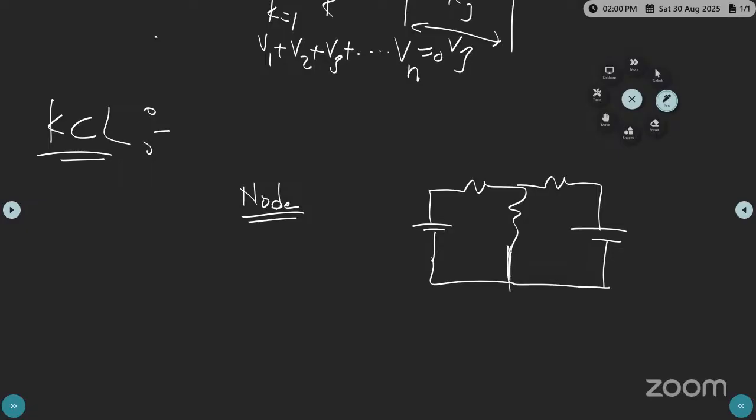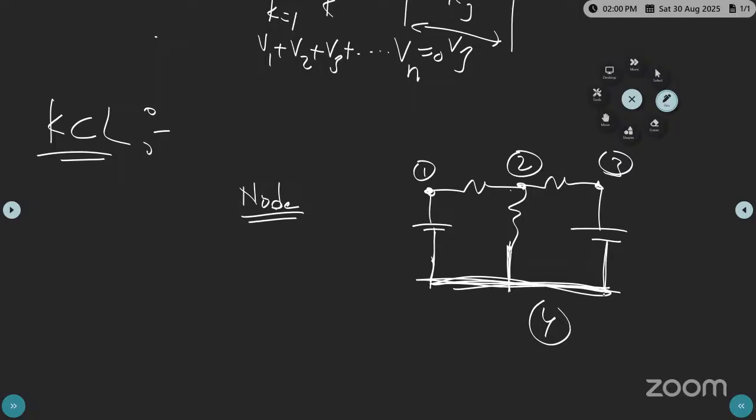Okay, so it is a node. Its total is 1, 4. How many elements are connected? 1, 2. How many elements are connected? 1, 2, 3. How many elements are connected? 1, 2. 3 elements: voltage source negative, resistor end, other voltage source negative. There are no elements here.